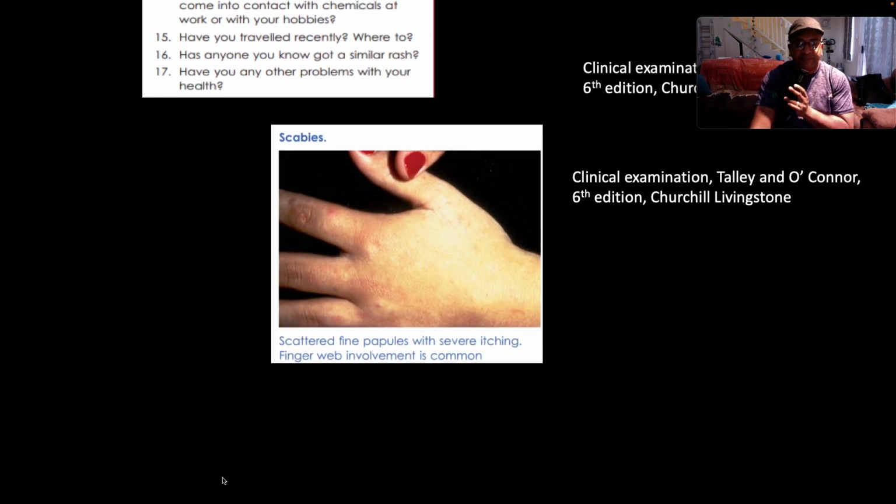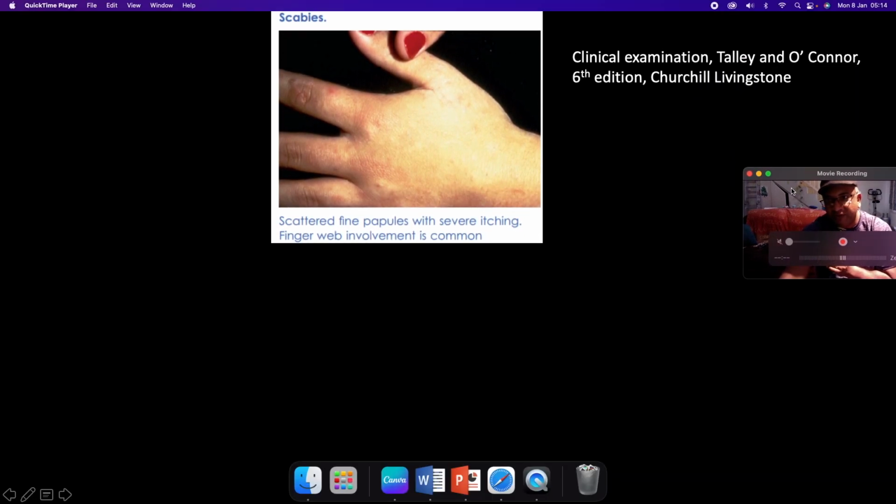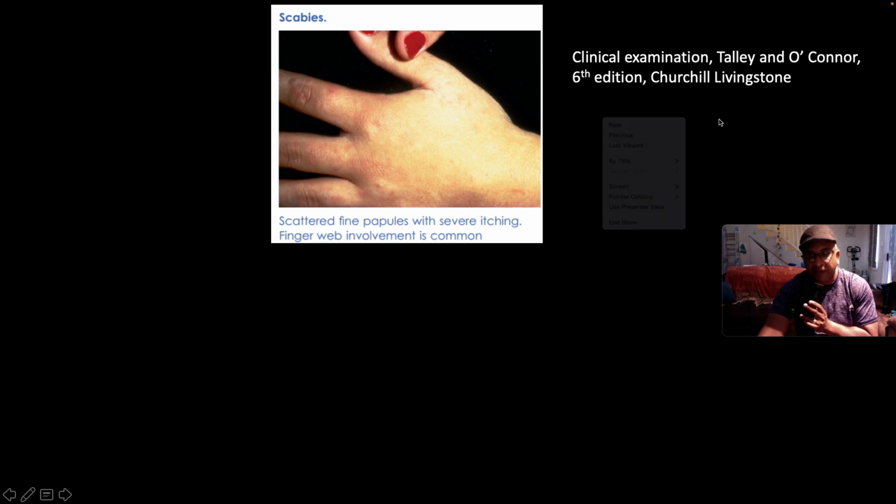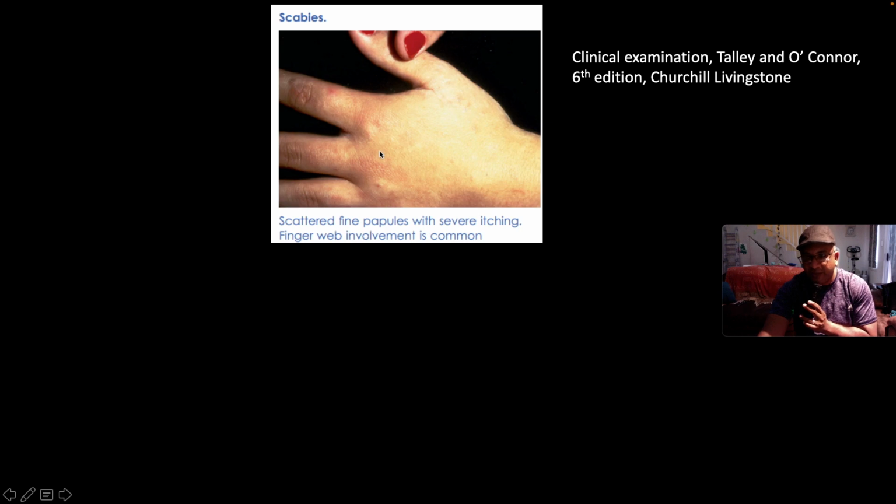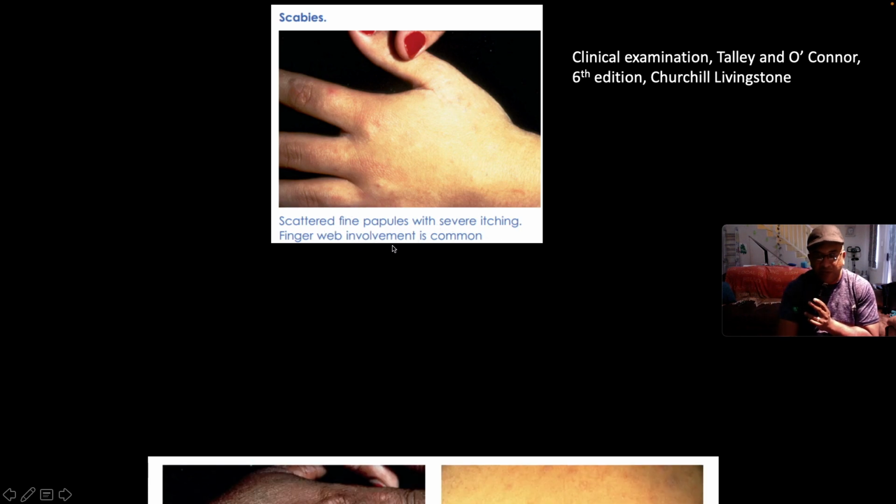Right, nice one. Okay, we're going to hone in on some specific examples now. So this is scabies, right? We know that with scabies, we have tiny burrows in the web space, so scattered fine papules with severe itching. Finger web involvement is common, right?